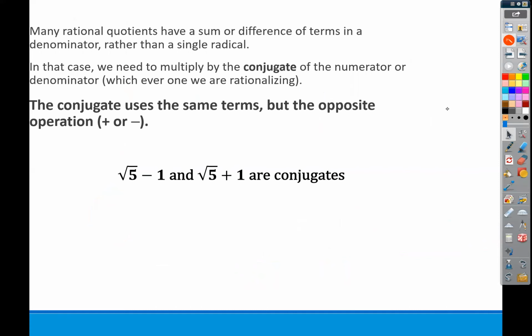Many rational quotients have the sum or difference of terms in the denominator rather than a single radical. In that case, we multiply by the conjugate of the numerator or denominator, whichever one we're rationalizing. The conjugate uses the same terms but the opposite operation. So these are conjugates. Square root of 5 minus 1 and square root of 5 plus 1 are conjugates. So they have the same terms, but different sign in the middle.